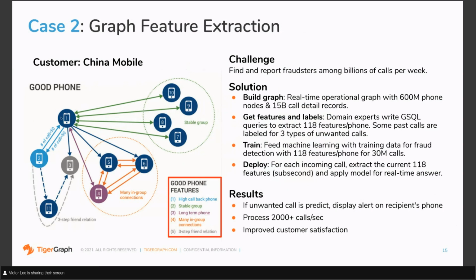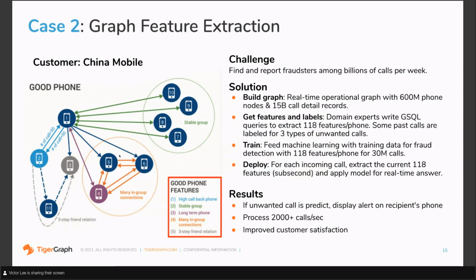this is phone number 1, the caller. And you can see, for example, this pattern is called a stable group. Caller 1 calls these people on a regular basis. And what regular means is some tunable parameter, but it means you call them on a regular basis. That's a stable group.